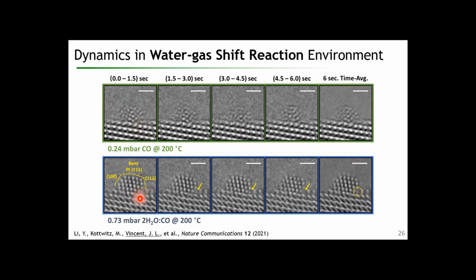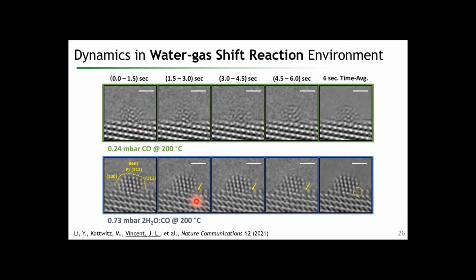And in the water gas shift atmosphere, you can see again, there's this emergence of faceting. Actually, the lattice fringes are bent in this water gas shift atmosphere. So there's some strain and displacement from the equilibrium bulk terminated lattice positions. And what's interesting about this as well is if you look at the interface, you can see with this yellow arrow, I've highlighted this perimeter site, which is dynamically appearing and disappearing.